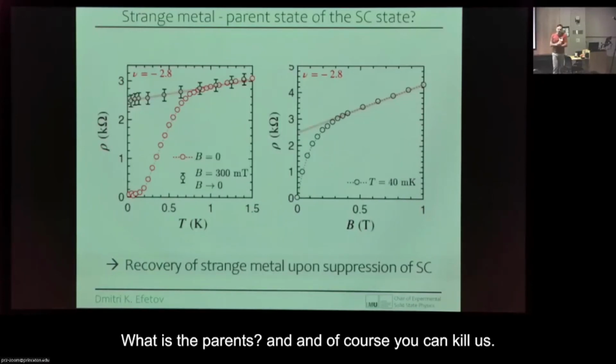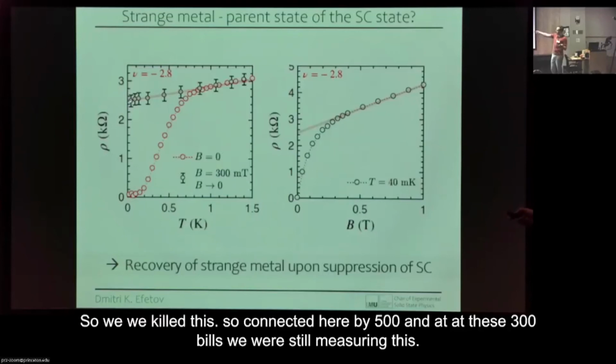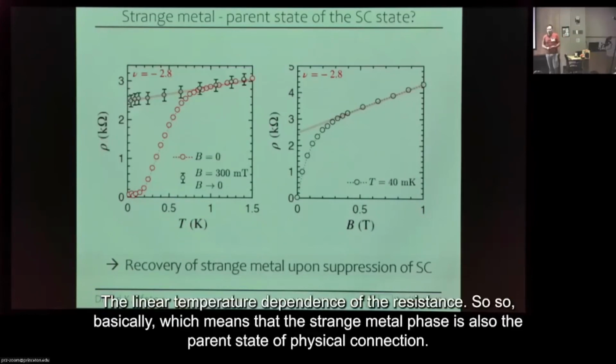in this device, it was interesting to see what is the parent state of the superconductor. And of course, you can kill a superconductor by applying a small magnetic field. So this is what we did here. We killed the superconductor by applying 300 millitesla. And at these 300 millitesla, we were still measuring this linear temperature dependence of the resistance. So basically, which means that the strange metal phase is also the parent state of the superconductor.